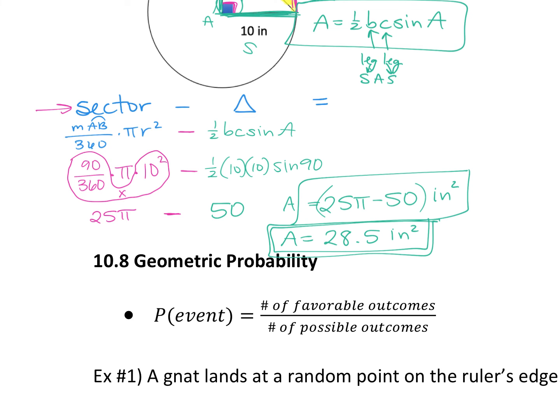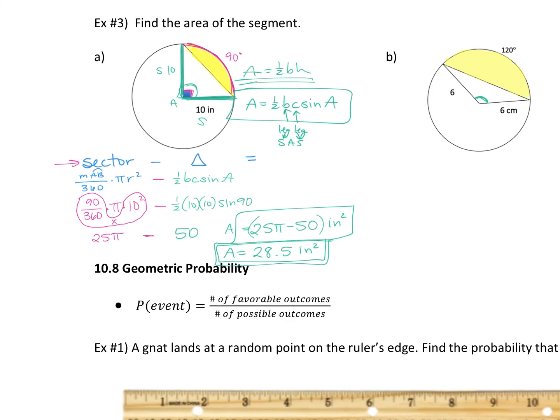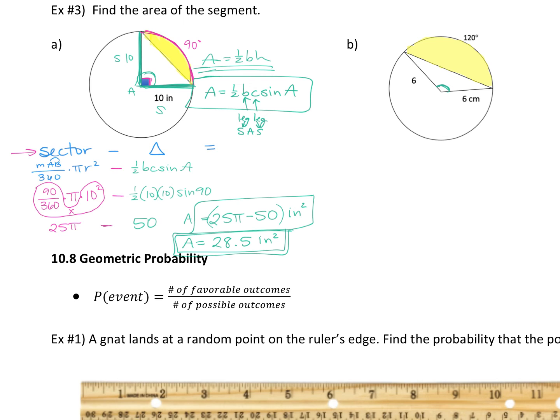Questions on that? Where'd you get the 50 from? Like when you subtract 50, is that like 100? That's 1/2 times 10 times 10 times the sine of 90. And then where'd you get the 25 pi? 25 pi was the sector. That was this. The area of a sector. So you're going area of the sector minus area of the triangle.